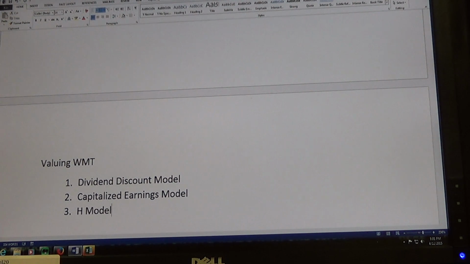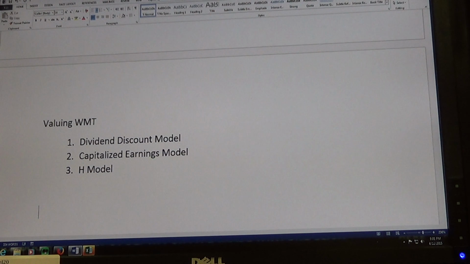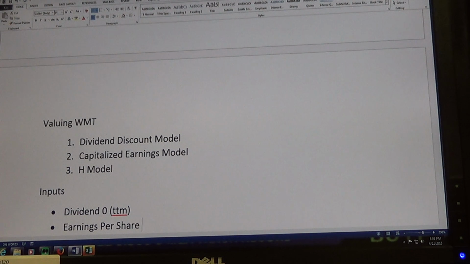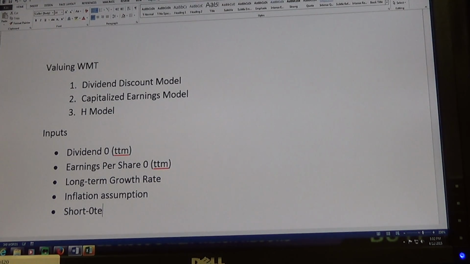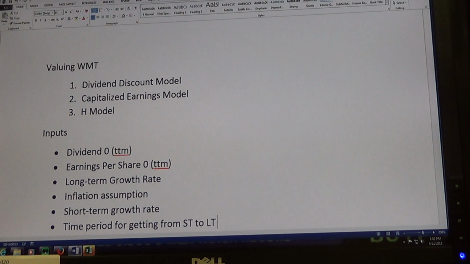The dividend discount model, also known as the Gordon growth model. So what inputs do we need? Well, the inputs we're going to need for these models are dividend 0, which is the dividend for the last 12 months, TTM, trailing 12 months, the earnings per share, trailing 12 months, earnings per share 0, we're going to need a long-term growth rate, we're going to need an inflation assumption for the capitalized earnings model. We're going to need a short-term growth rate, and we're going to need the time period for getting from the short-term to long-term growth.